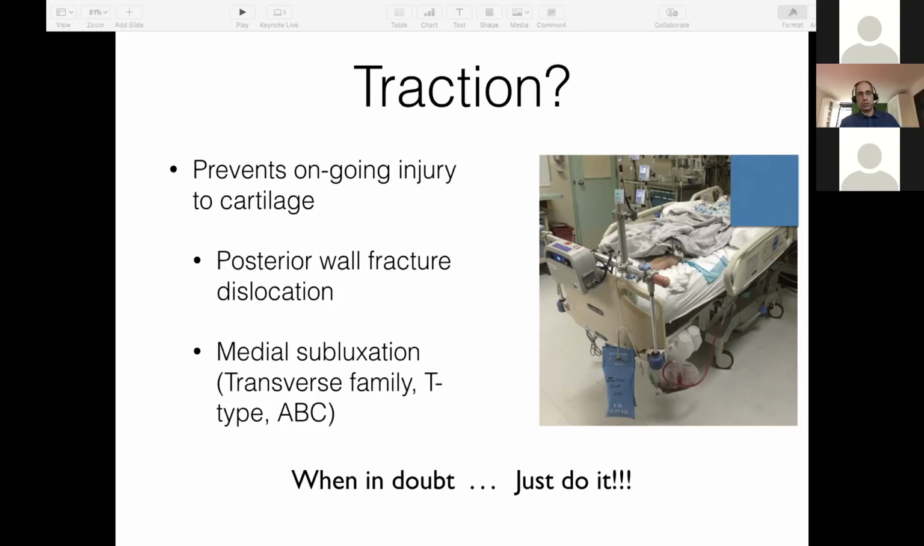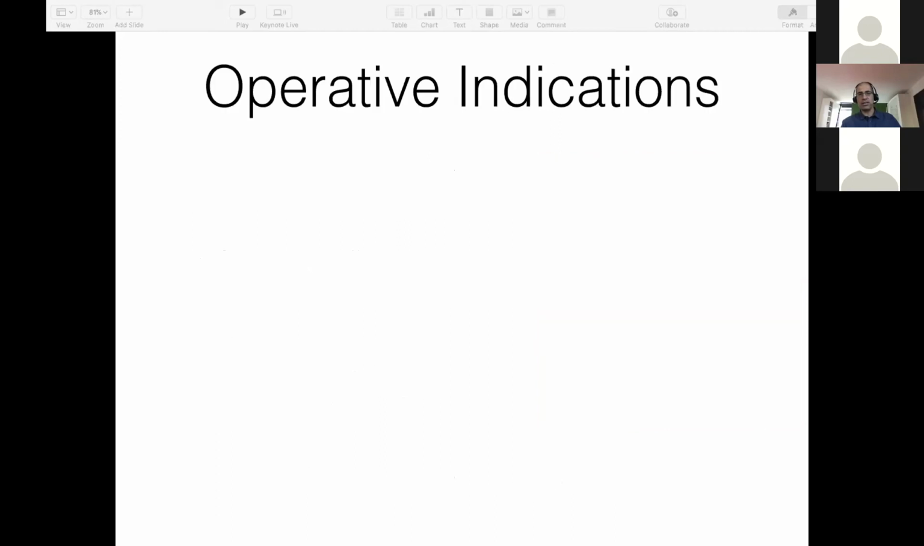head in joint. Any sort of acetabular fracture that has medial subluxation, and this includes the transverse family of injuries, as well as T-types and associated both columns, those patients benefit from traction. I would say, when in doubt, just do it. I've never had a problem with somebody putting in traction for an injury that may not have 100% needed it, but definitely the converse is true.